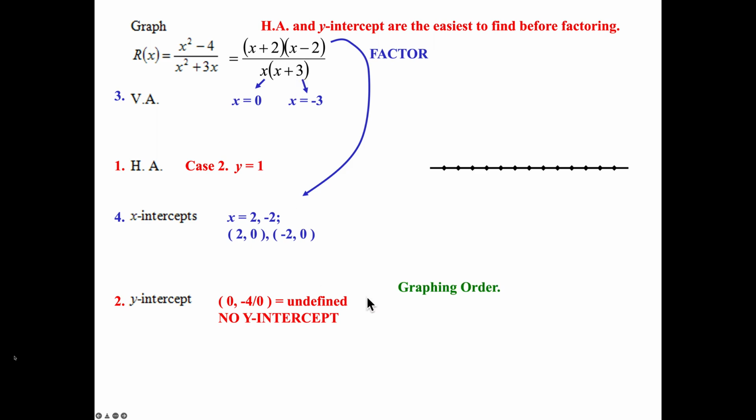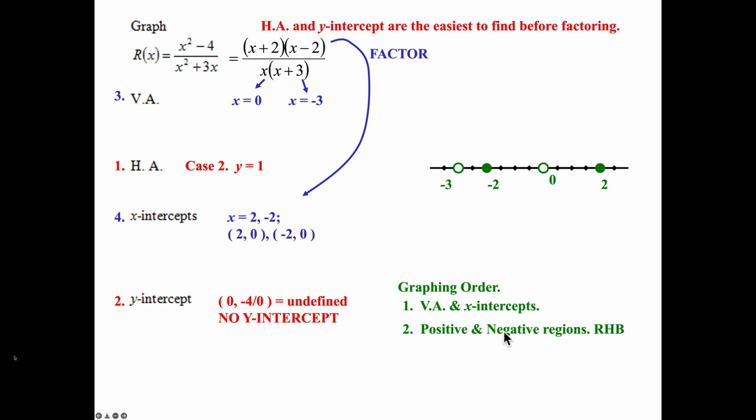Plot all your x-intercepts. Closed circles here, open circles here, in numerical order. So -3, -2, 0, 2. Where you want to put them is fine by me. Again, -3, vertical asymptote, open circle. Then -2, closed circle. Then 0, open circle. 2 is an x-intercept, close it.